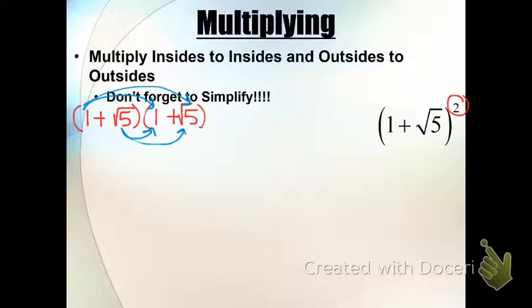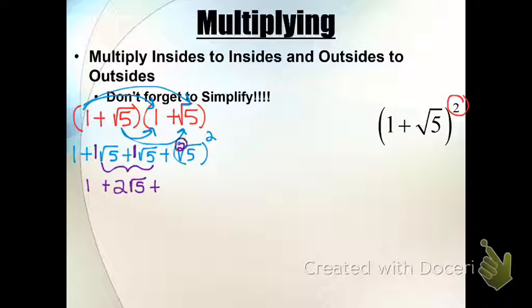You could also use the box method for this if you prefer that way. 1 times 1 is 1. 1 times root 5 is root 5. Root 5 times 1 is root 5. Root 5 times root 5 is root 5 squared. All right, these middle two terms are like terms. 1 root 5 plus 1 root 5 is 2 root 5.